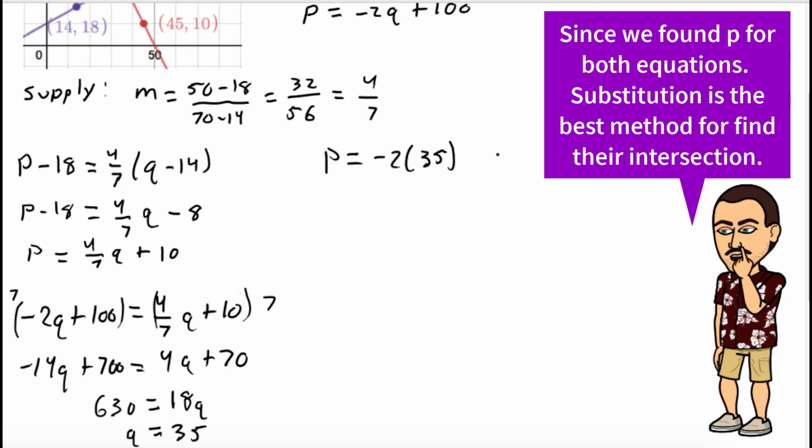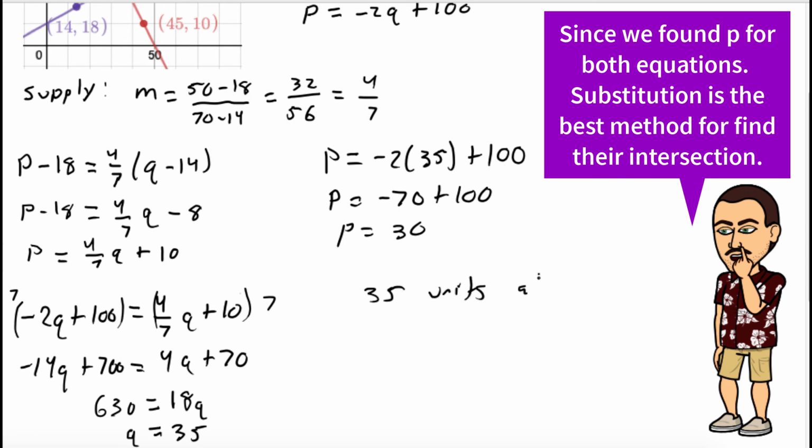We could substitute this into either of the equations for our price. I chose to do it with the demand curve. When we do that, we get our price is equal to negative 2 times 35 plus 100, which simplifies to 30. So what this is saying is 35 units will be sold at a price of $30.